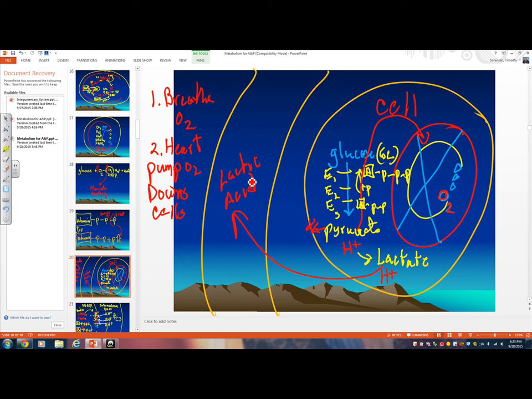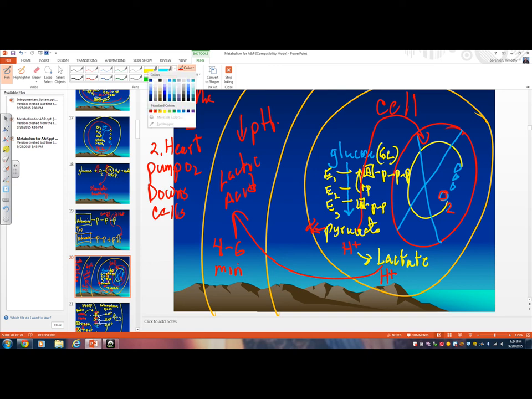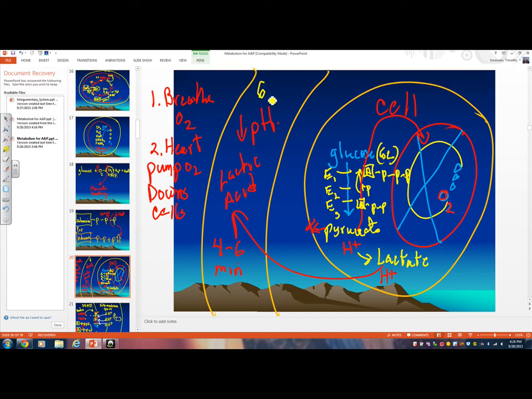So what is lactic acid going to do to your pH? It is going to drop it. And this process of glucose to pyruvate to lactate can continue for about 4 to 6 minutes before the pH of your blood drops to 6.8. And once the pH of your blood drops to 6.8, the enzymes of your brain are completely denatured and it is officially over for you.